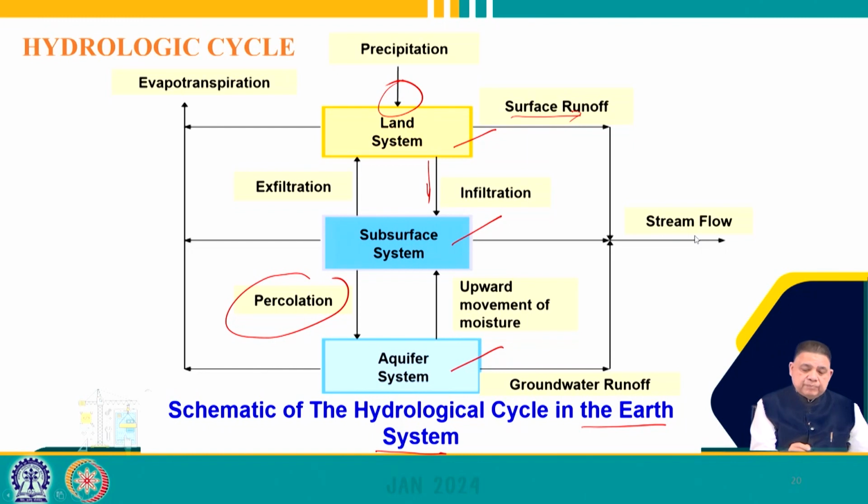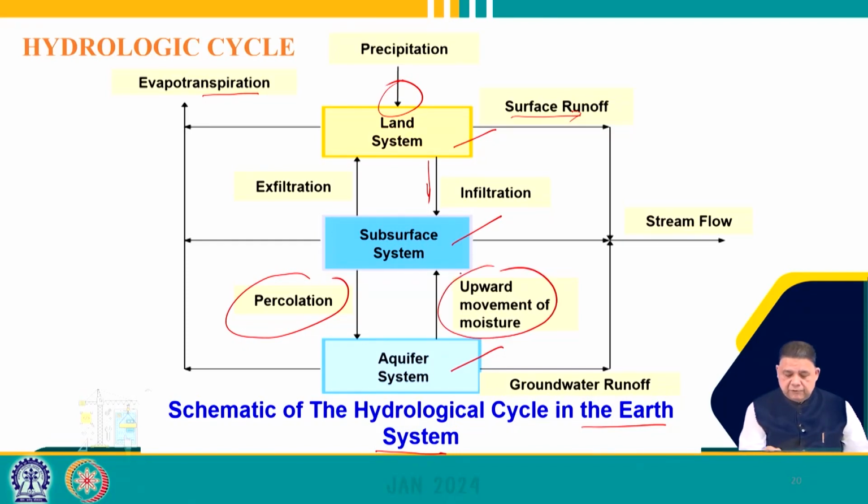On the other side, evaporation or evapotranspiration keeps on occurring from the land system, subsurface system, as well as the aquifer system. Then among other processes, there is an upward movement of moisture from the aquifer system to the subsurface. Similarly, exfiltration, which is just the reverse of infiltration, occurs from the subsurface system to the land system.